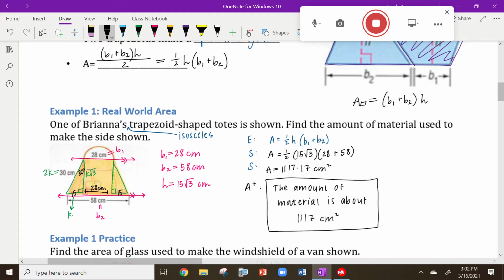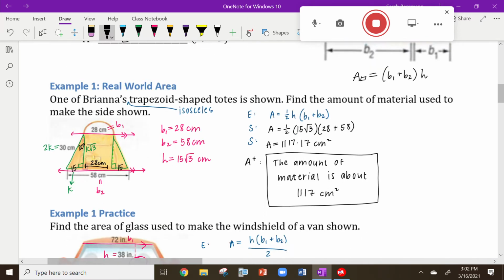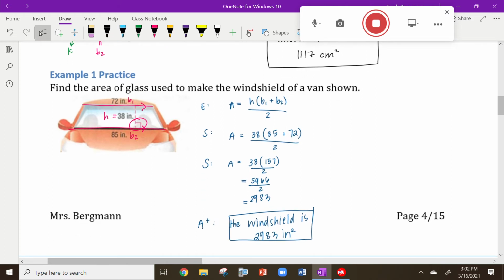I want you to try the practice problem below. See if you can find the area of the glass used to make the windshield of the van. Here's the correct answer.